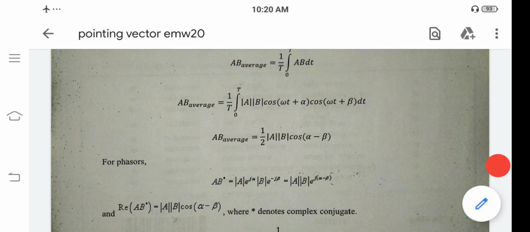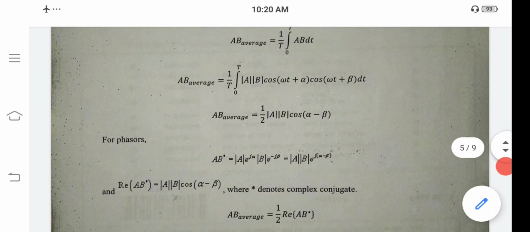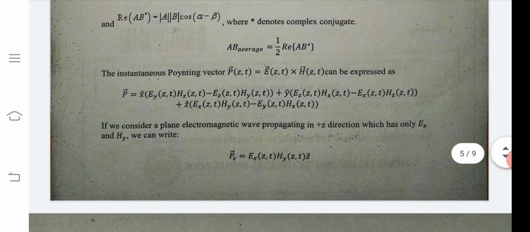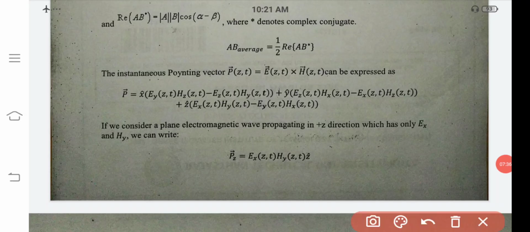So real AB equals AB cos(alpha minus beta). We denote the complex conjugate with a star. AB average equals half real of AB star. The instantaneous Poynting vector P in the z direction with time equals E(z,t) cross H(z,t), and can be written in this form.